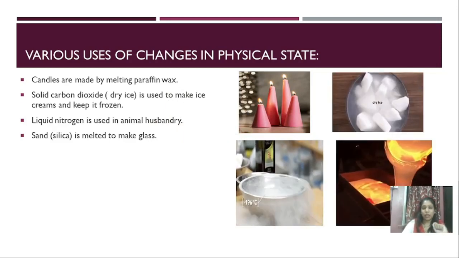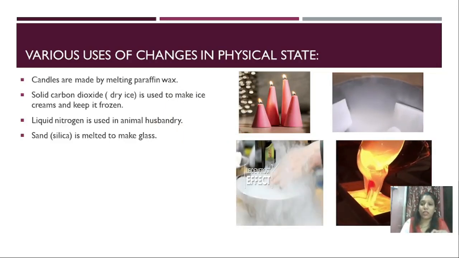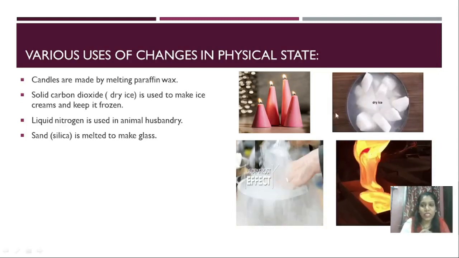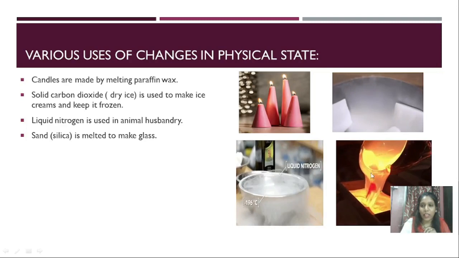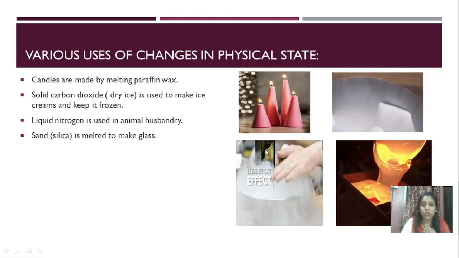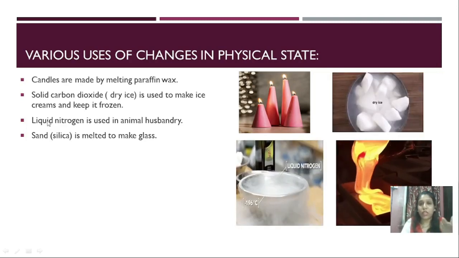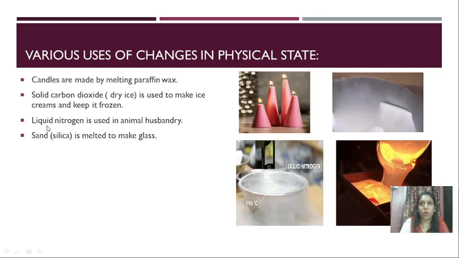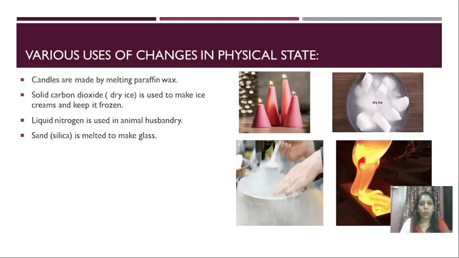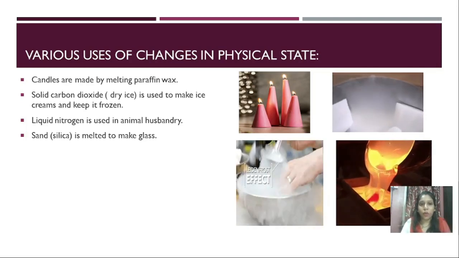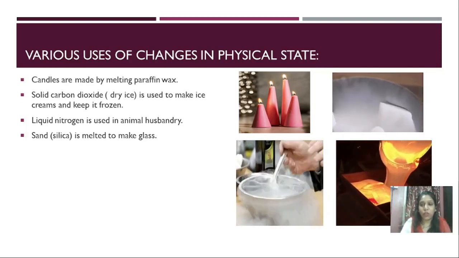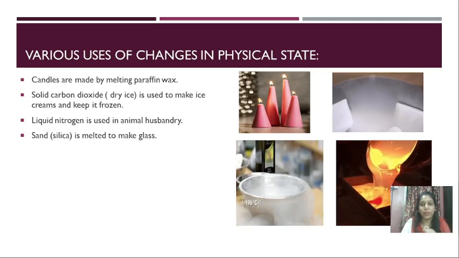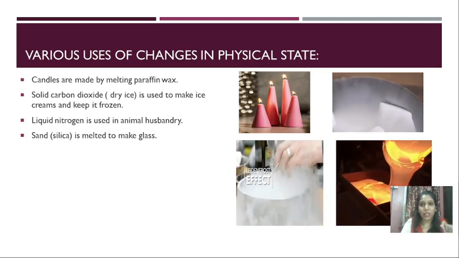Sand, silica, is melted to make glass. I think children, you must have seen this. So this is silica. Now this needs to be melted, so we get glass. So glass cups, glass ornaments, or anything we want to make from glass, we need to melt silica. That's how we get glass articles.